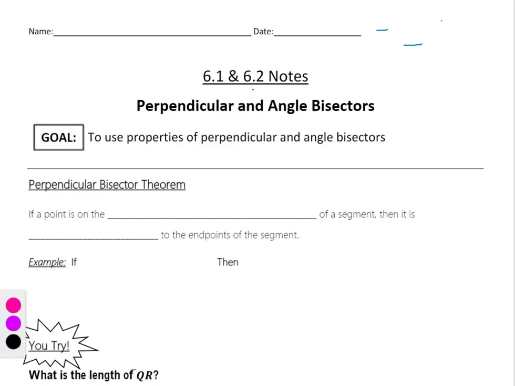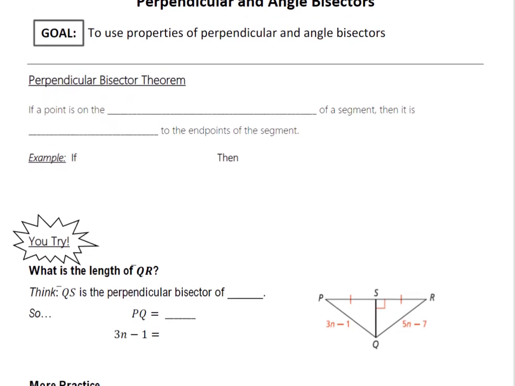Okay, these notes are on 6.1 and 6.2, perpendicular and angle bisectors. Our objective is to be able to use the properties of perpendicular and angle bisectors. The main thing is if a point is on the perpendicular bisector of a segment, then it's equidistant from the endpoints of the segment.